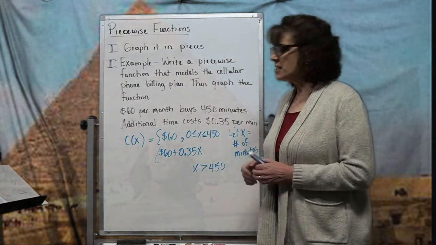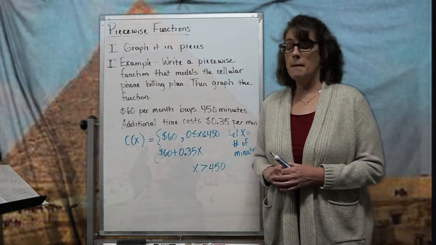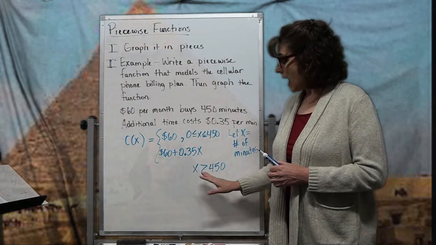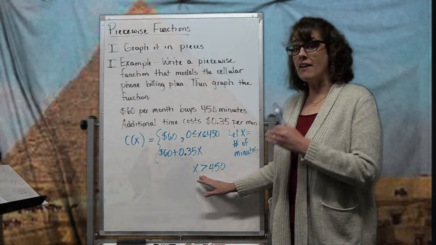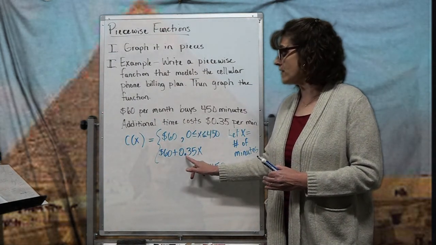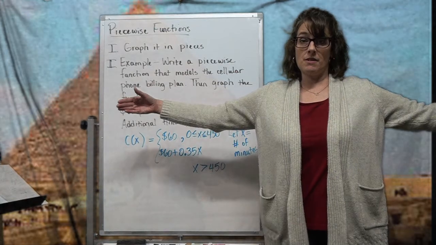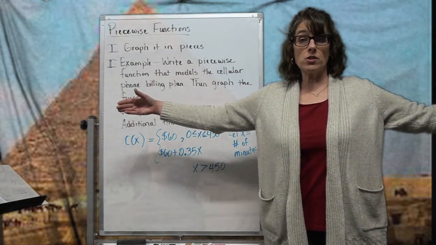So let's pick a good easy number to work with. Let's talk about 500 minutes. So what that would indicate is I'm saying my x is going to be 500. Now if I make my x 500, I'm going to take 35 cents times all 500 minutes. Is that how this works?